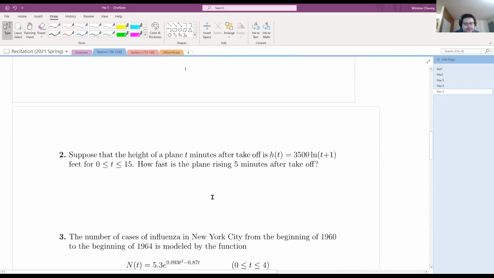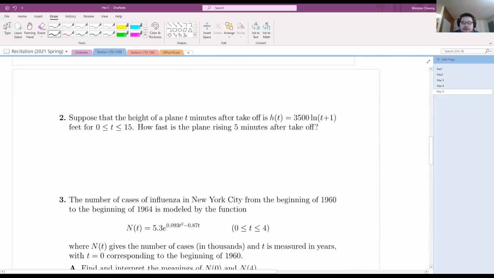Now let's keep going. So we have a function h, and we're asked how fast the plane is rising 5 minutes after takeoff. This is actually asking us to find h prime of 5. So we just need to take the derivative of this function, and then we plug 5 in. Let's start by taking the derivative.